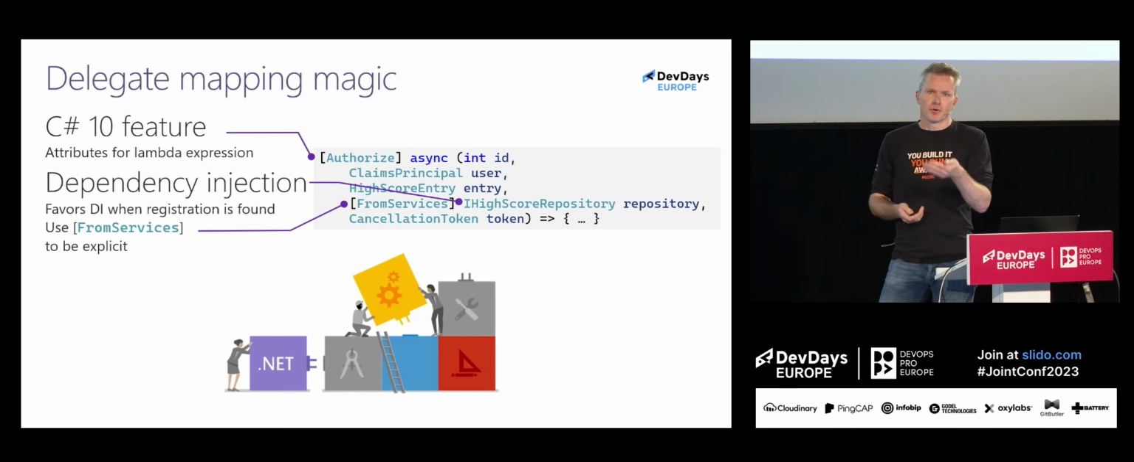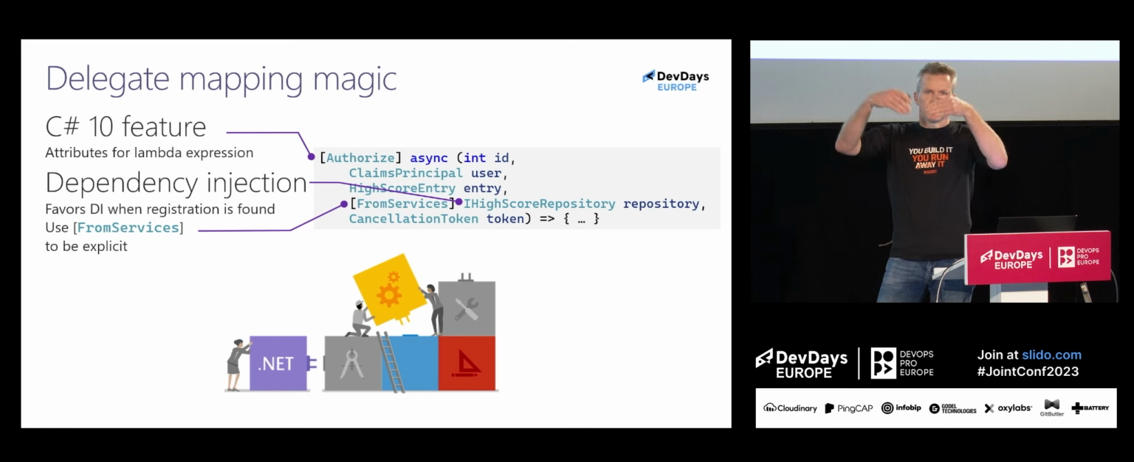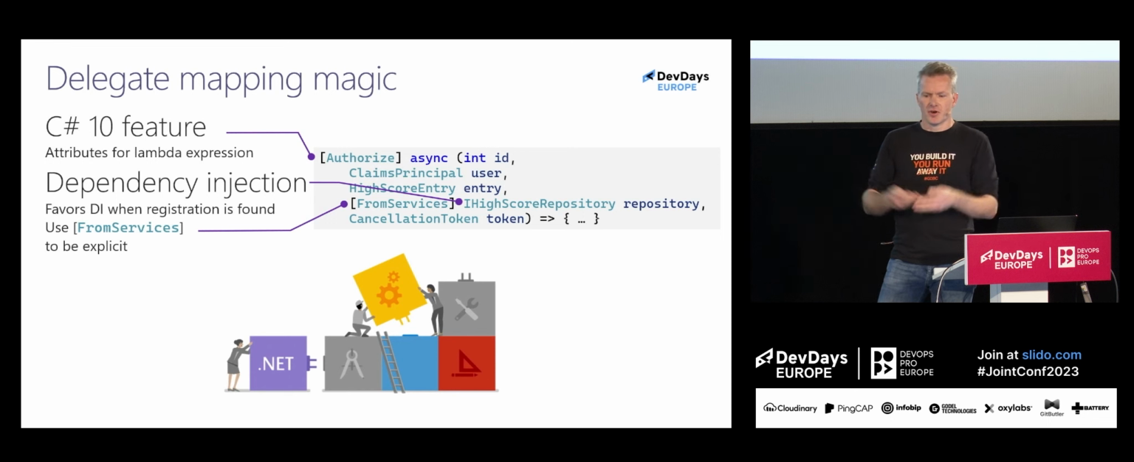You could do that before on controller actions, because the controllers had this constructor where you could inject, but also on the action level you could specify attributes with FromServices.